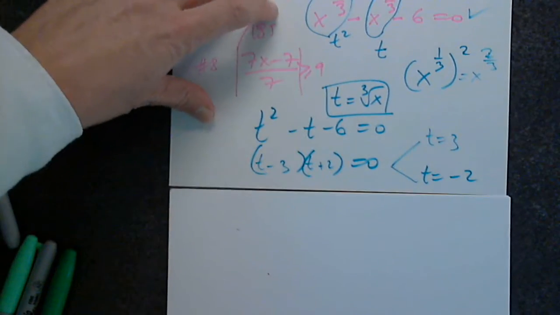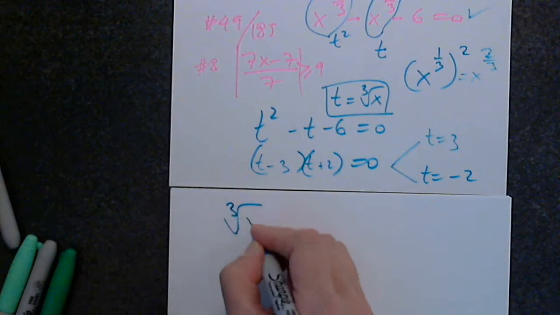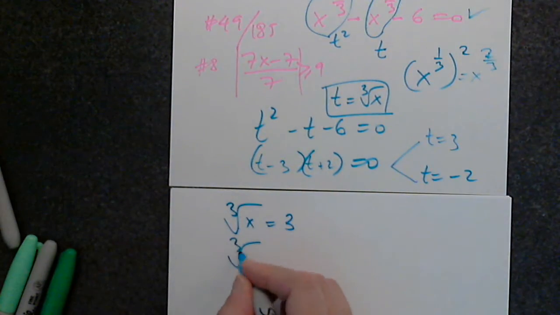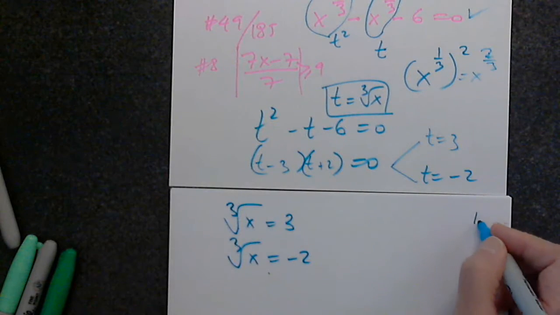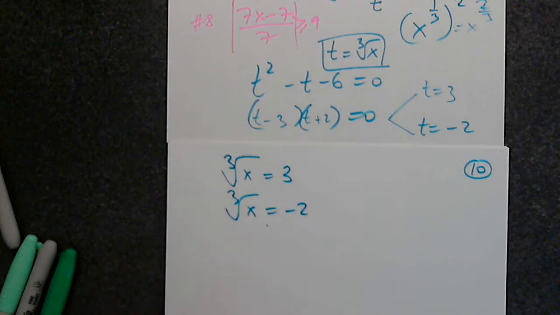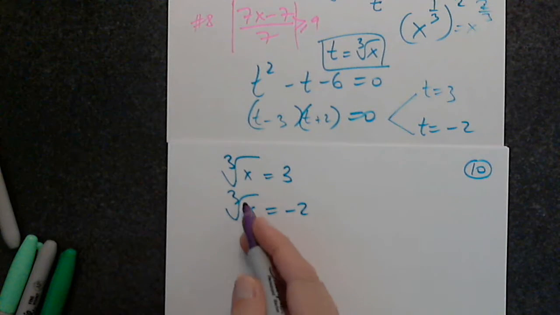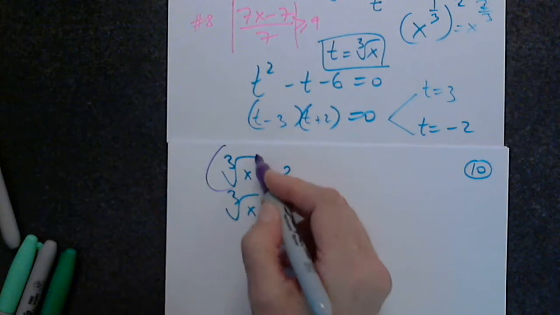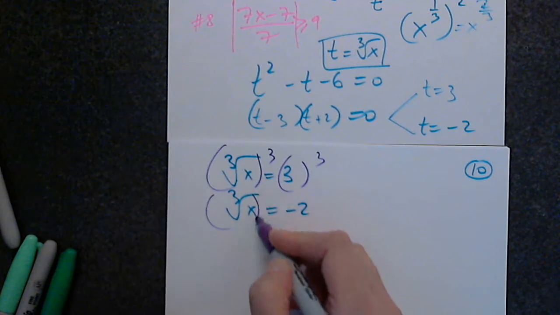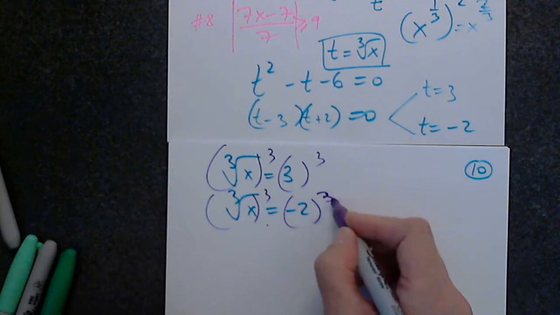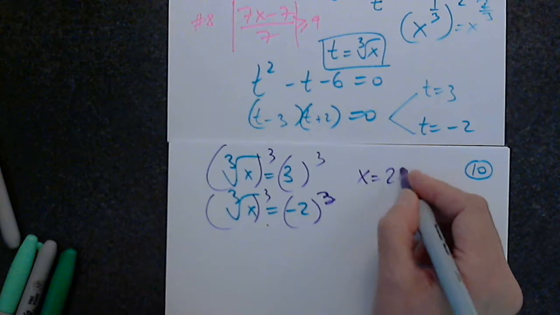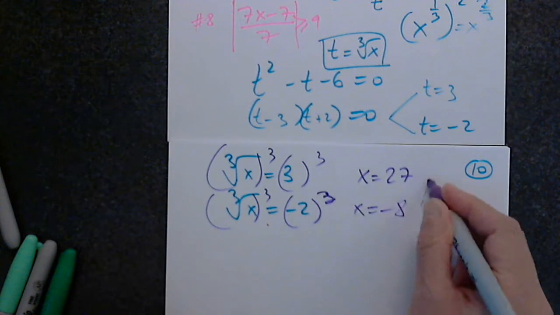So then I have two options: the cube root of x to be 3 and the cube root of x to be -2. How do I solve the first one? It's the same way I solve the second one. What do we do? Exactly. So then x equals 27 and x equals -8.